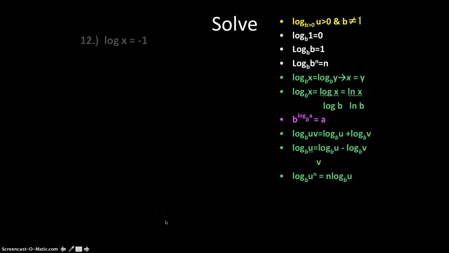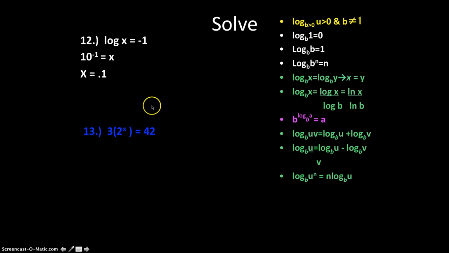Okay, the next one, again, we have a log base 10, understood or implied. We have to get the x by itself. And in order to do that, we're going to write it as an exponential. So this is 10 to the negative 1 equals x. And that's an exact answer. That means 1/10 or 0.1. Easy problem, all algebra.